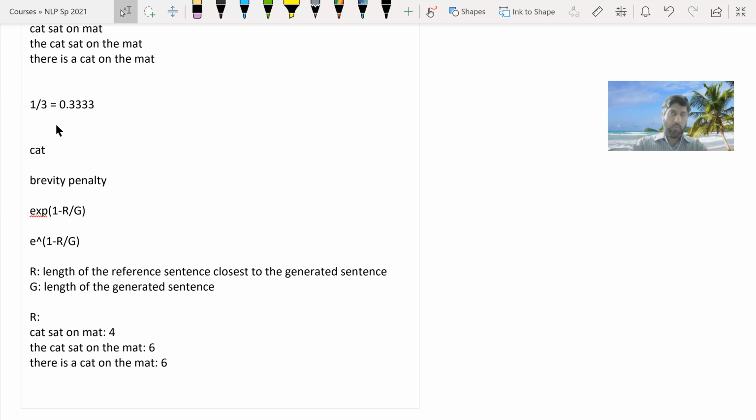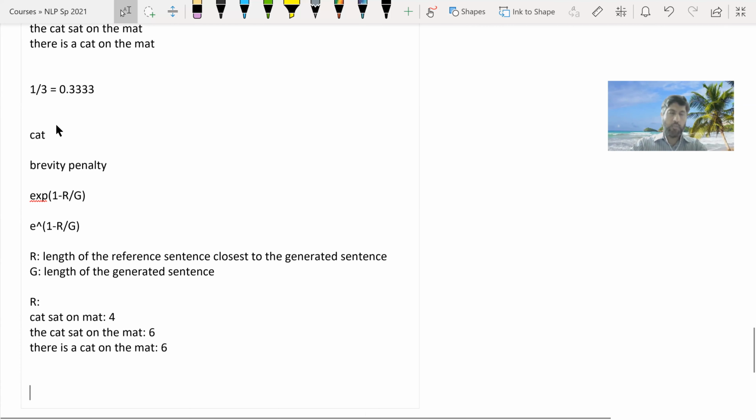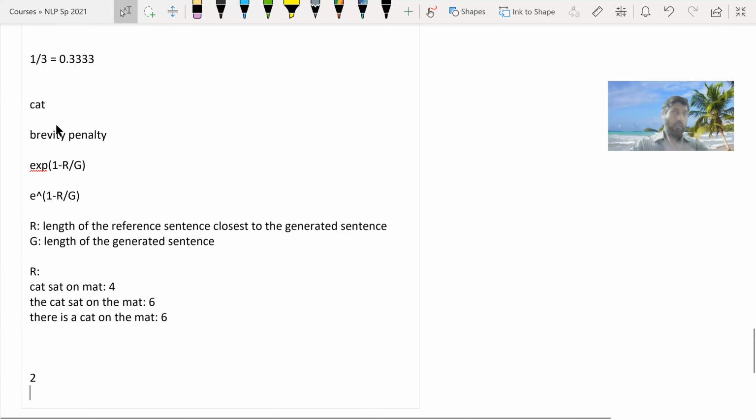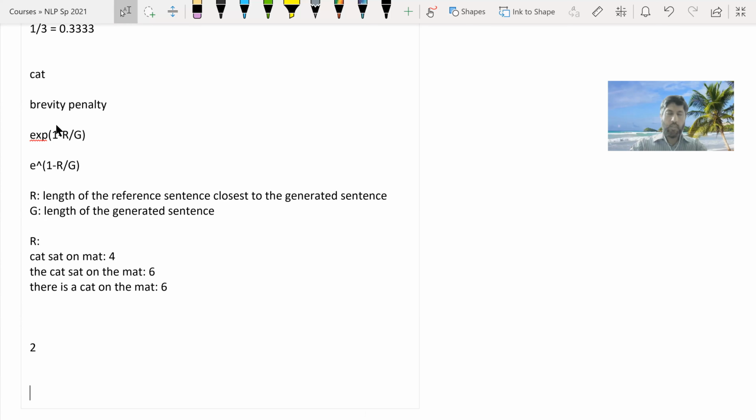So let's say I generated a short sentence, "the cat", which is 2. So G is equal to 2. The reference we will use is the one with 4, because that is closest to 2. And then of course, exp of 1 minus R, where the reference is 4, divided by 2. Whatever value comes out, you multiply it with your BLEU score.